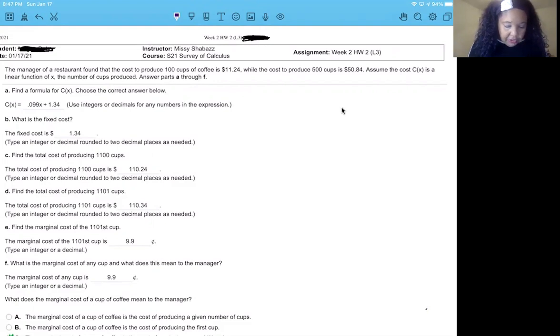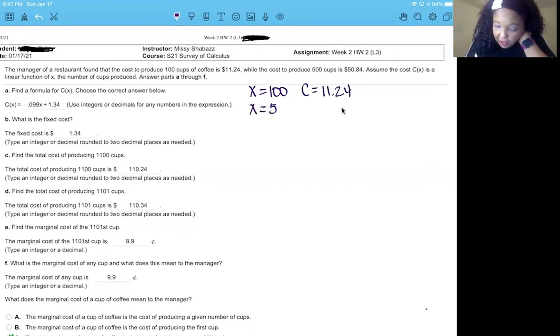So the first part is to find a formula for the cost. So what we have is we have 2 points, right? We have the number of units, 100, and the cost, 11.24, right? We also have the number of units, 500, and the cost, 50.84.